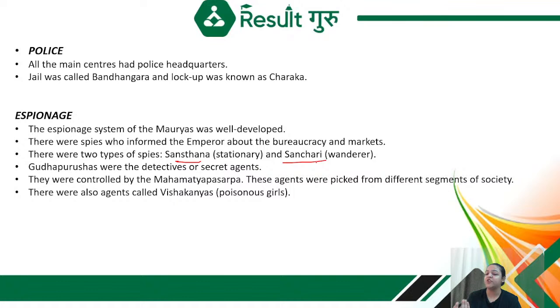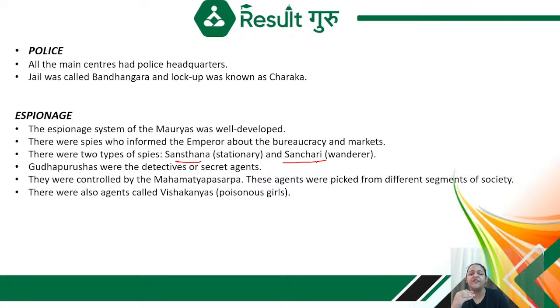Now, Guda Purushas were detectives or secret agents. So they would be sent to different locations to spy on certain people or certain places like that. They were controlled by Mahamatya Parasarpa. I know it's a little difficult to pronounce, but that's how it is. So they were all under the control of whom? They were all under the control of Mahamatya Parasarpa. These agents were picked from different segments of society, so there was no differentiation as such.